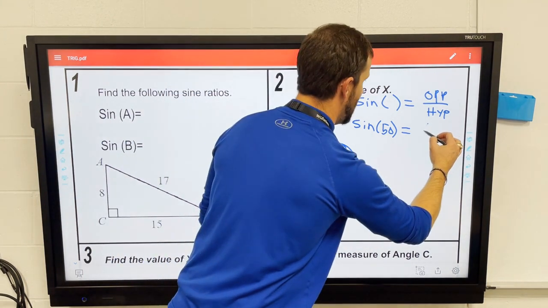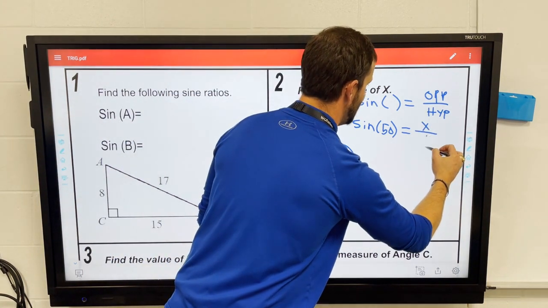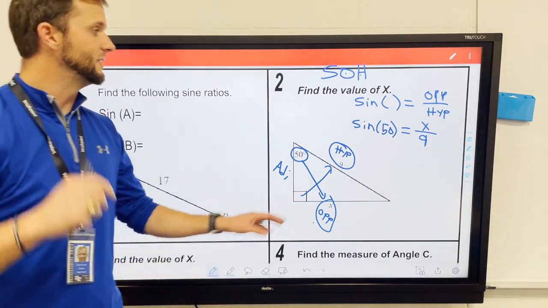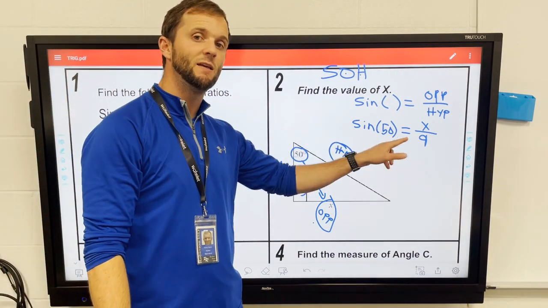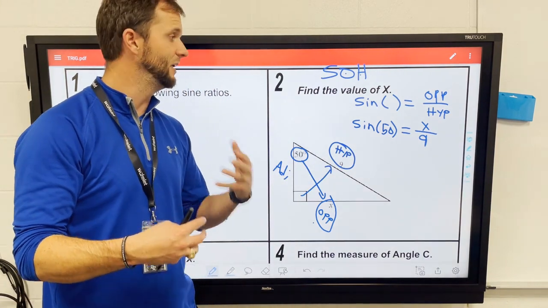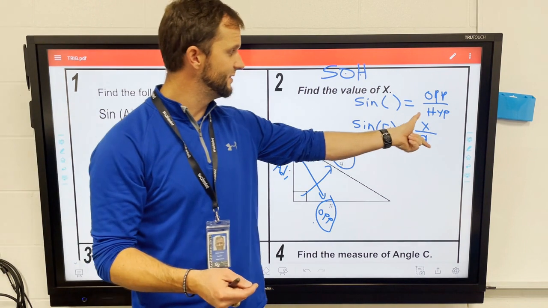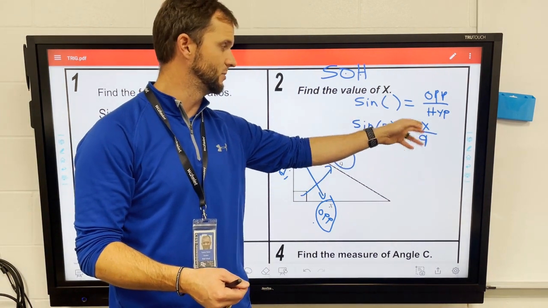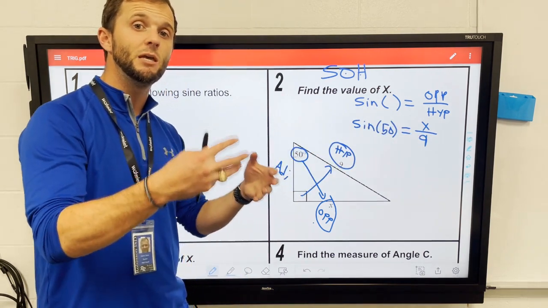So I'm going to do the opposite over the hypotenuse. The thing you need to understand right now is that if I type the sine of 50 in the calculator, it's going to give me a decimal. If I divide two numbers from a fraction, it's normally going to give me a decimal. So those are going to be equal to each other.